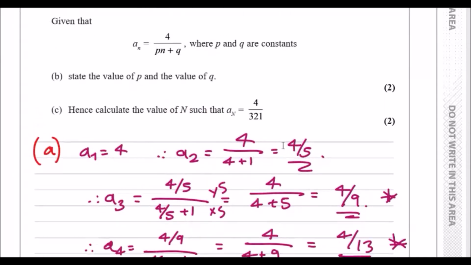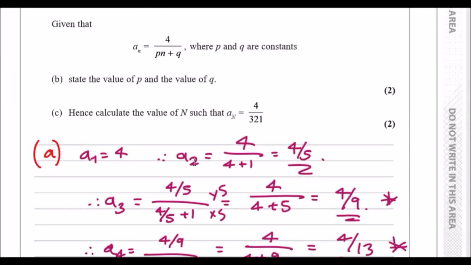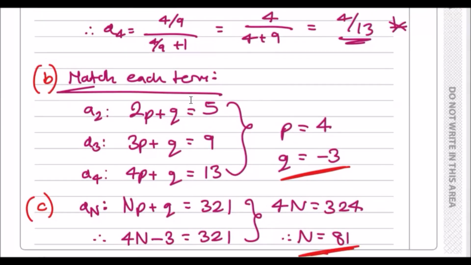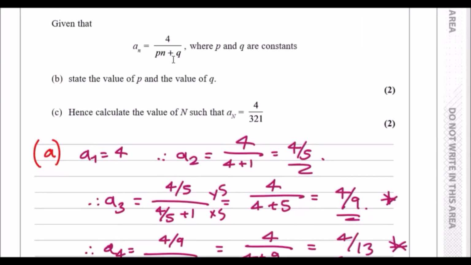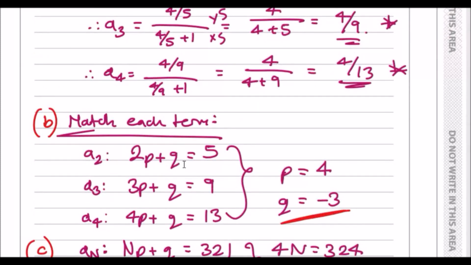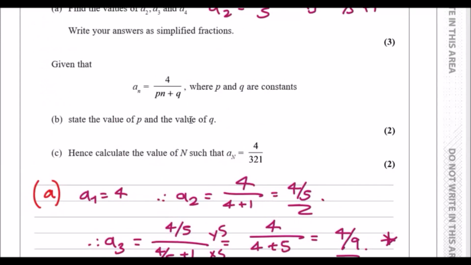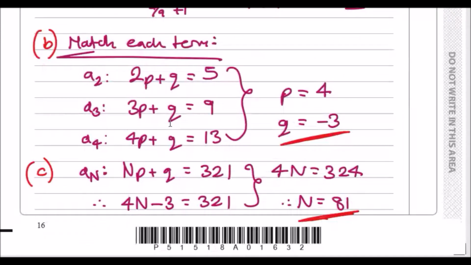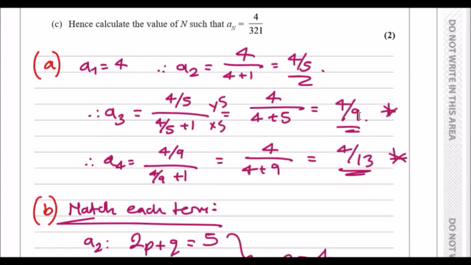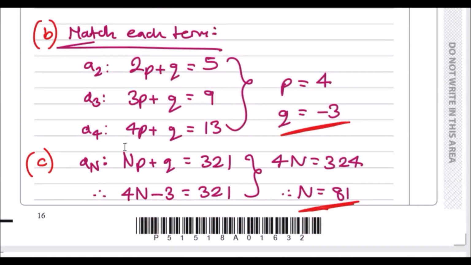Let's look at a2. When n is 2, we have p times 2, so 2p plus q is going to equal the bottom half, which is 4 plus 1, which is 5. So 2p plus q equals 5. Let's match each term. At a2, the bottom half of the fraction, when n is 2, is 2p plus q, equivalent to the bottom half of our solution, 5. For a3, when n is 3, we have 3p plus q, which equals the bottom half of our a3 solution, which is 9. You could do the same for a4, but it's nice to have a general pattern.